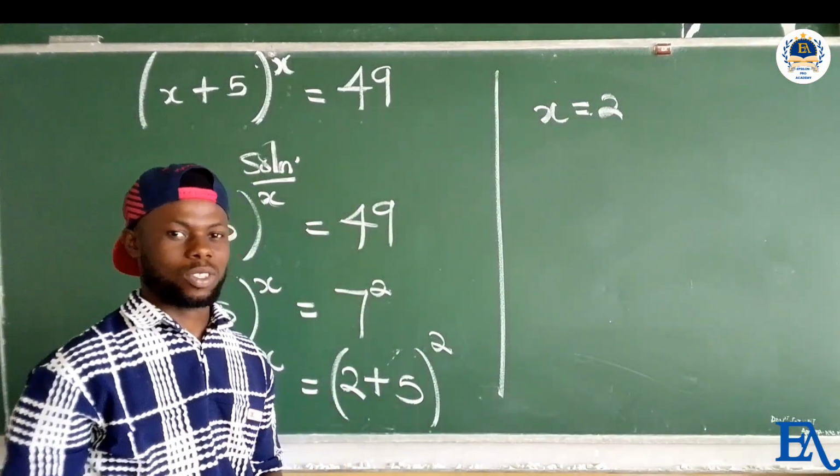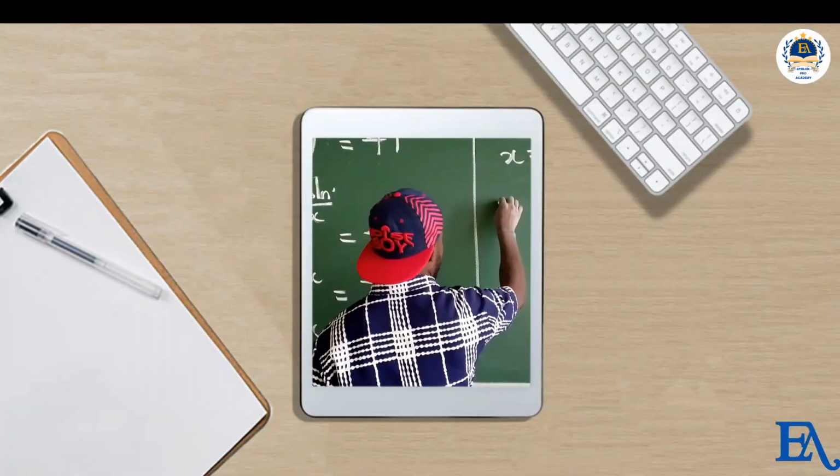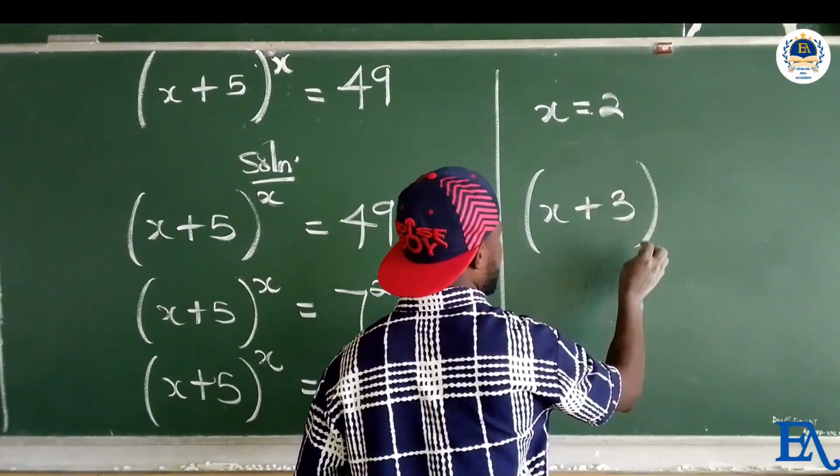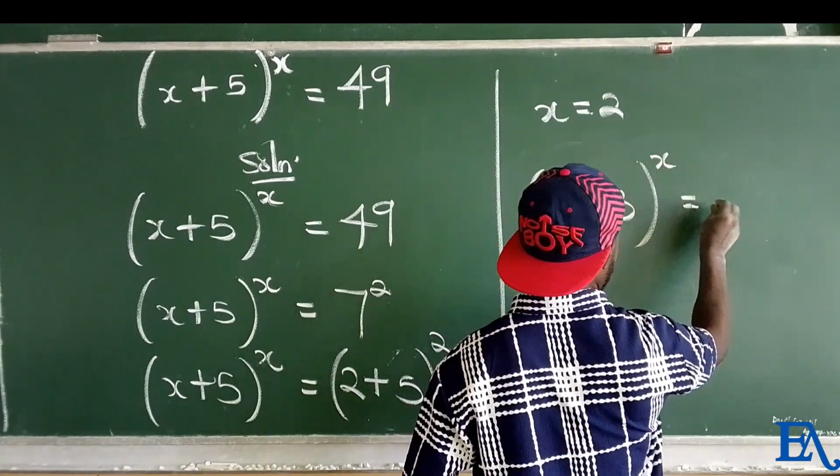If you understand this question, solve this one on the board. (x + 3)^x = 25.